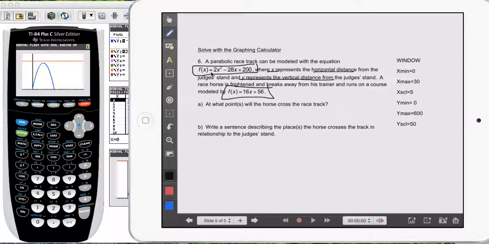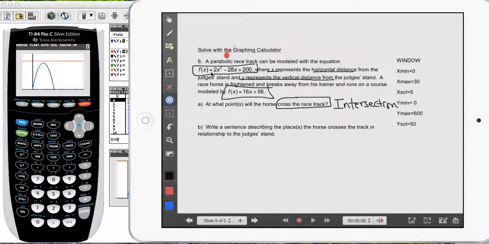At what point will the horse cross the racetrack? Every time they say cross, it means you're looking for an intersection. If you look at the first equation, this is a parabola. If you look at the second equation, that's a linear function. So basically, you're looking for the intersection between the parabola and the line, and you need to find what this intersection is.